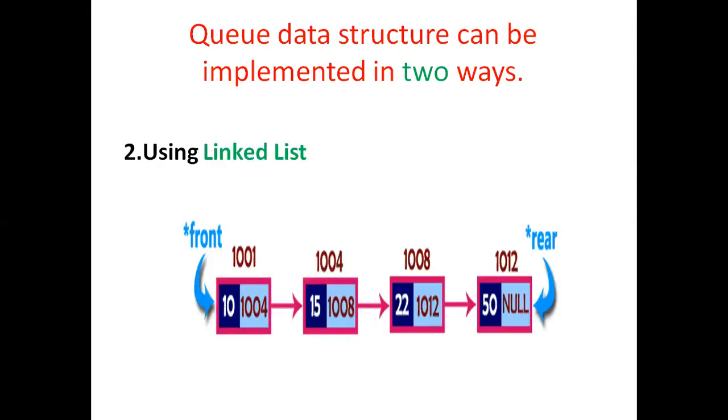Next, queue using linked list. In the queue using linked list, we are using the linked list concept. Means you can use single linked list or double linked list or circular linked list. So here 10, 15, 22, 50 are the nodes. Every node is containing the address. Suppose first node address is 1001, second node address is 1004, third node address is 1008, fourth node address is 1012. So we are linking the nodes by using address, and first node is always front. Here we are using a pointer variable, and rear is always indicating the last node address. That is also a pointer variable.